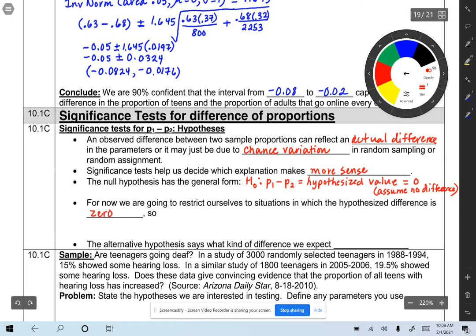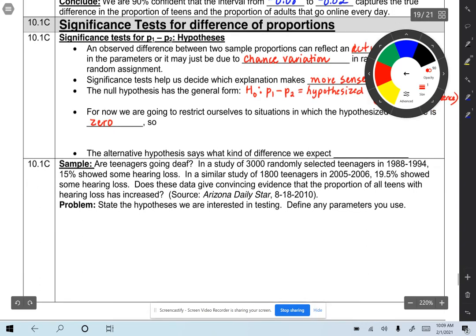In more advanced classes, you might have a difference of like 0.5 or whatever, but for our purposes, it's going to be 0. And so you can write it like this as well. So the null hypothesis states that P1 minus P2 is equal to 0. It means the same thing as what I wrote above. I'll write it here again.